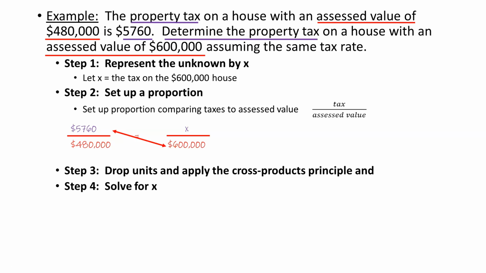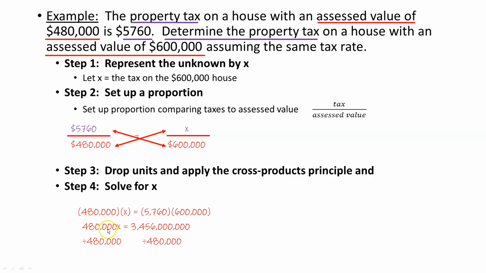So we're going to do 600,000 times 5760 and 480,000 times x. And now we're going to solve for x. Oh, nope. So we're going to multiply first. So we get 480,000 x equals 3,456,000,000. Whew. Then we're going to divide by the 480,000 to get x by itself. And we get x equals $7,200.